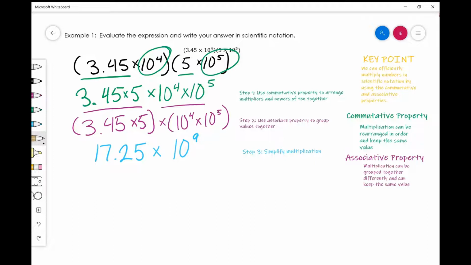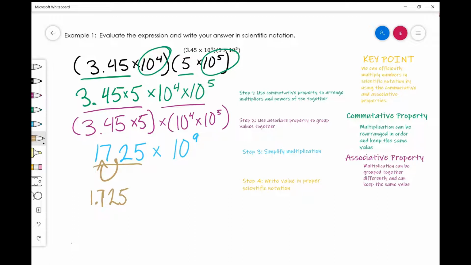No, because our multiplier is not between 1 and 10. My final step is going to be to write the value in proper scientific notation. When I'm looking at my multiplier, what do I need to do to have my multiplier between 1 and 10? I need to move my decimal place over one more spot so that I have 1.725.